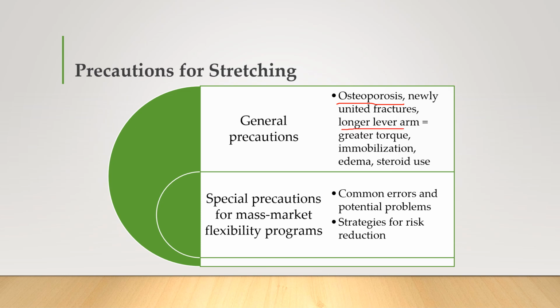You want to be really careful of a long lever arm because this creates greater torque. So again, this is why it's really important to stabilize the proximal joint and provide stability to the distal joints. For example, if we're stretching the hamstrings, and the only point of contact that we have is distal at the ankle on our shoulder, that's going to create torque at the knee joint. So we want to stabilize that knee joint first.